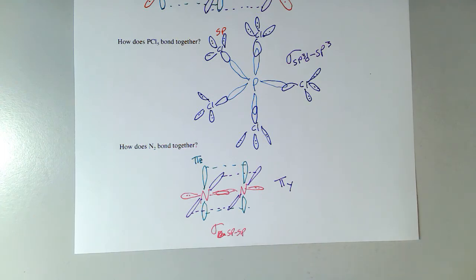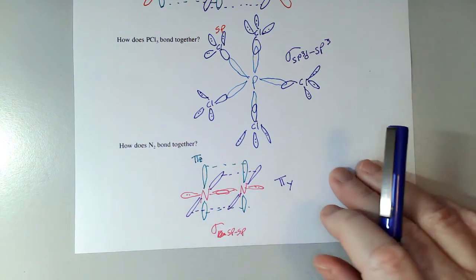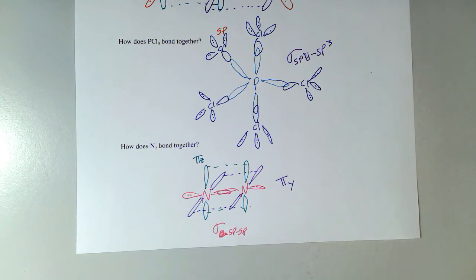Okay, please remember that the sigma bond is the first bond, and if there is a second bond, like with a double bond, you have a sigma and a pi, and if you have a triple bond, you have a sigma and you have two pi bonds.